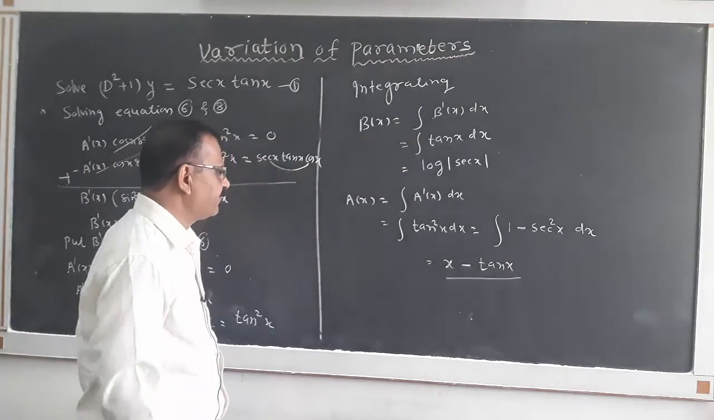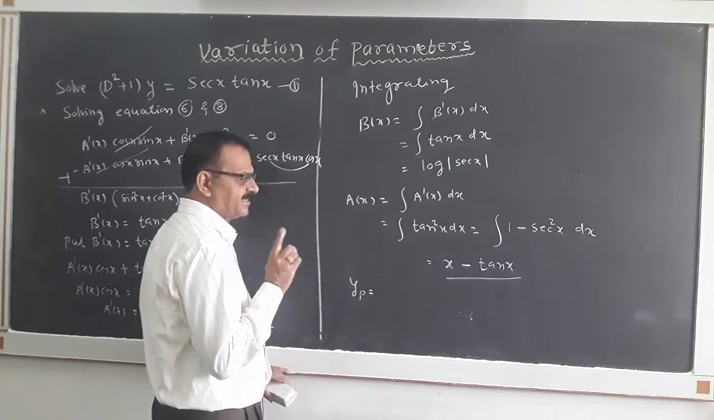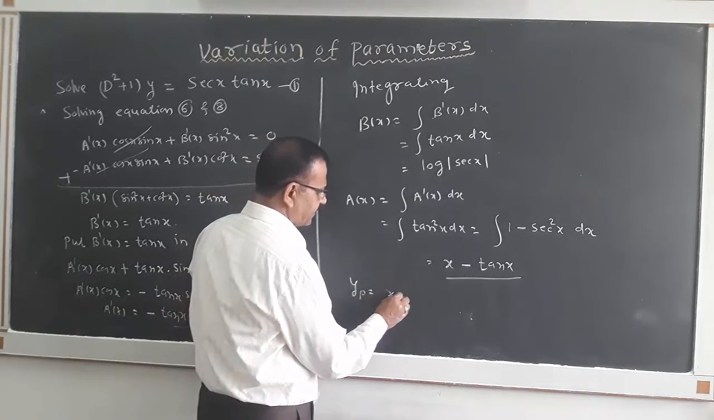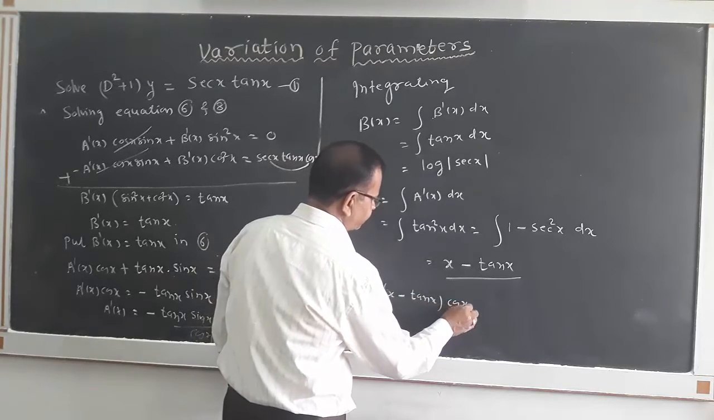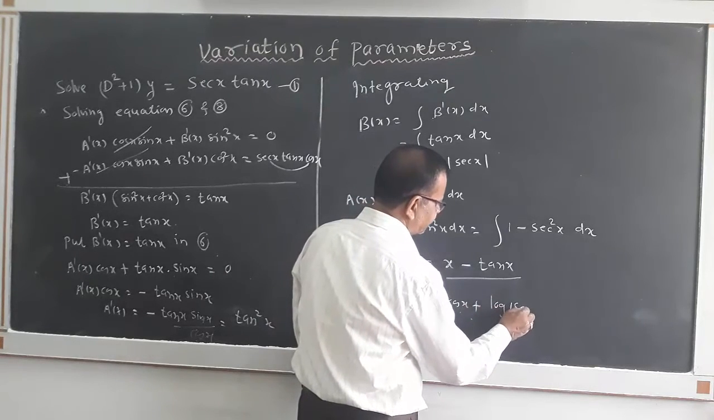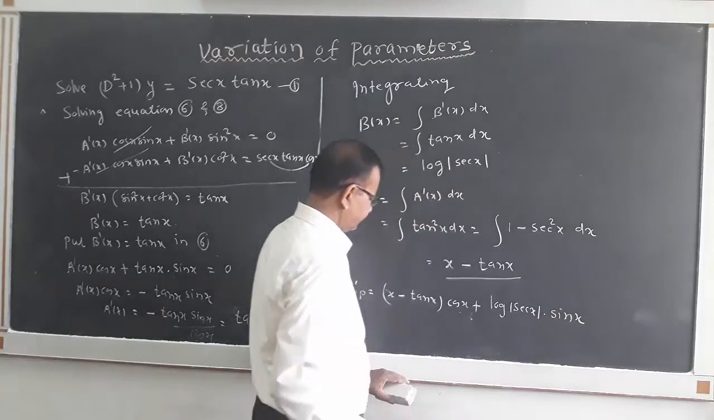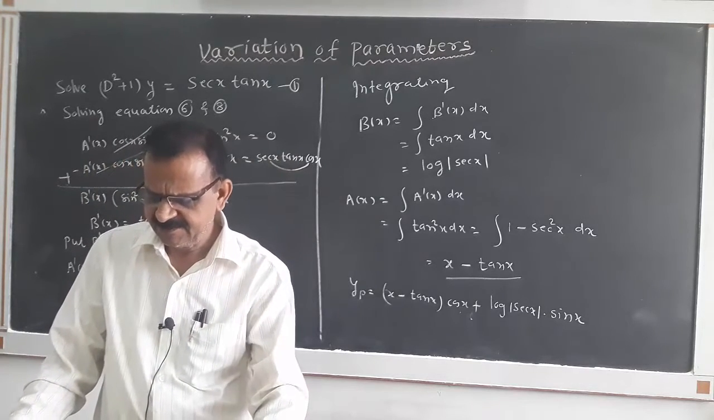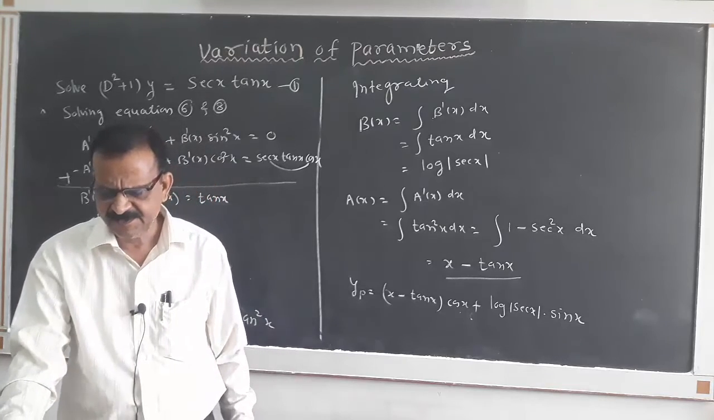Therefore, I will get the particular integral yp equal to ax into cos x, that is x minus tan x into cos x, plus bx, log of mod of sec x, into sin x. Yp is x minus tan x into cos x plus log of mod of sec x into sin x.